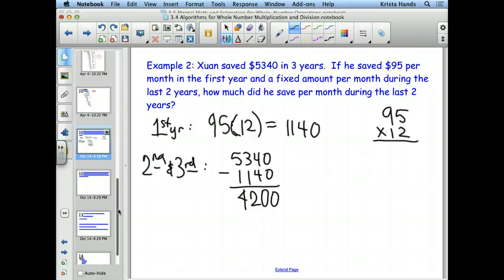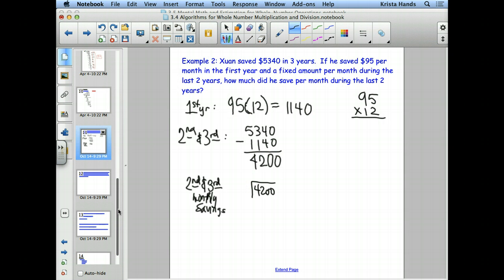Divide that by 12. So we would take, for our second and third years, we'll say monthly savings. It would be 4,200, and what would we divide 4,200 by? It would be 24. So where did 24 come from? 2 years, and 2 years is equivalent to 24 months, yeah.